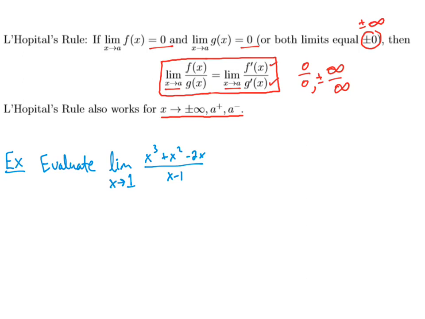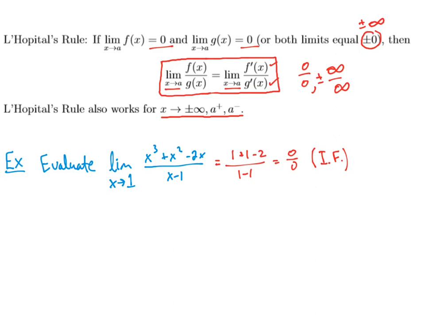All right, so this first limit that we're going to evaluate is the limit as x goes to 1 of x cubed plus x squared minus 2x divided by x minus 1. Now what we were doing when we were first working on limits is we would first try direct substitution, and we'd have 1 plus 1 minus 2 divided by 1 minus 1, and we'd end up with 0 over 0. And this is an indeterminate form. I'll just write I.F.